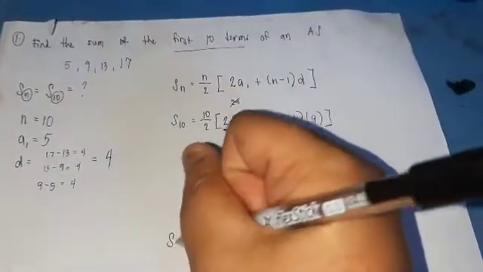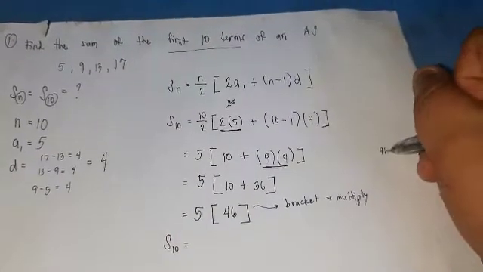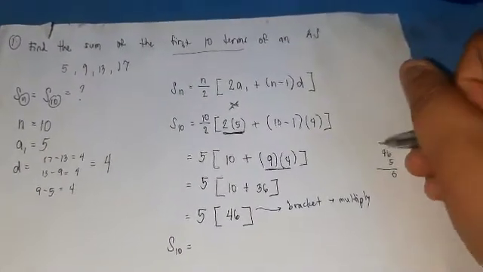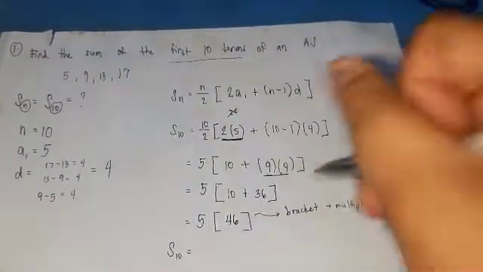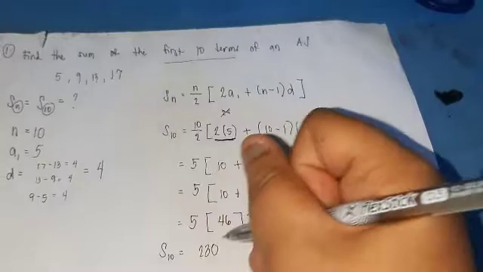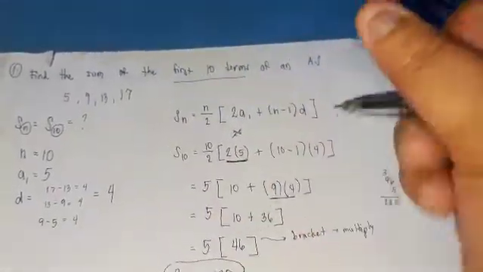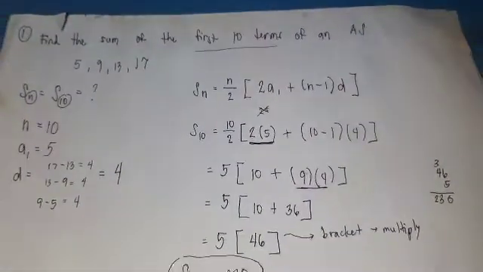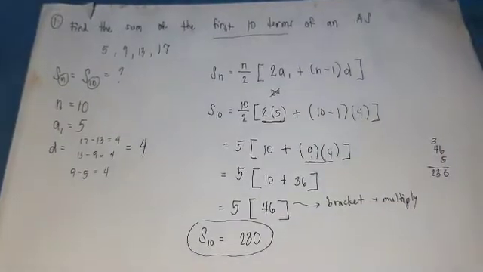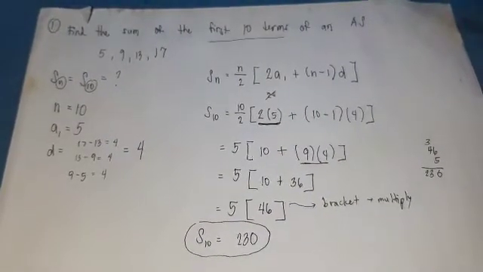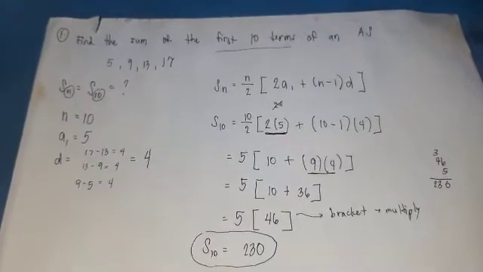So your S sub 10, therefore, what will be our answer? Let's have 46 times 5. 5 times 6 is 30, 5 times 4 is 20 plus 3 is 23. So therefore, this is 230. This will be your final answer, and this is the sum of the first 10 terms of your arithmetic sequence, which is 5, 9, 13, 17. Again, the answer is 230. Questions?